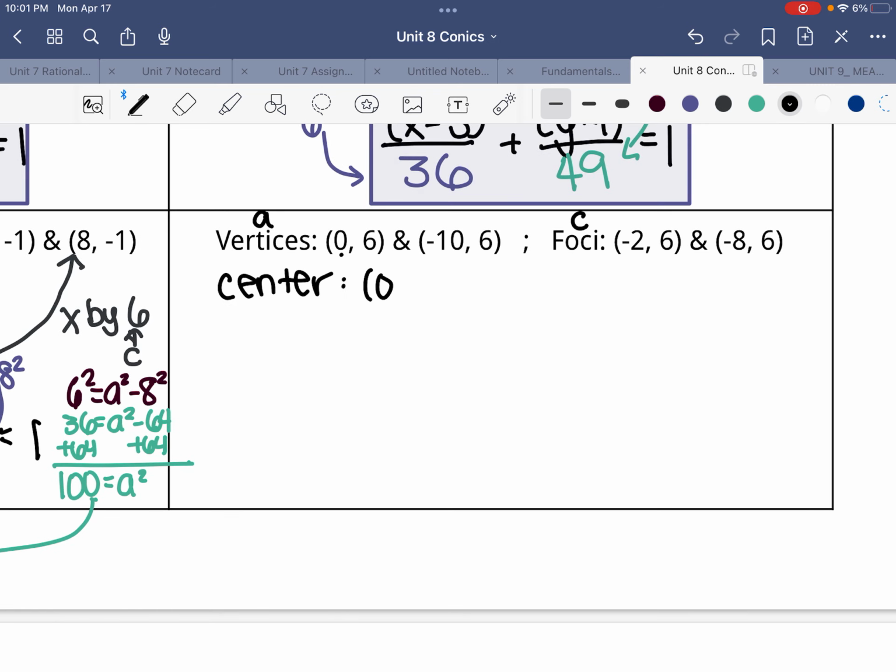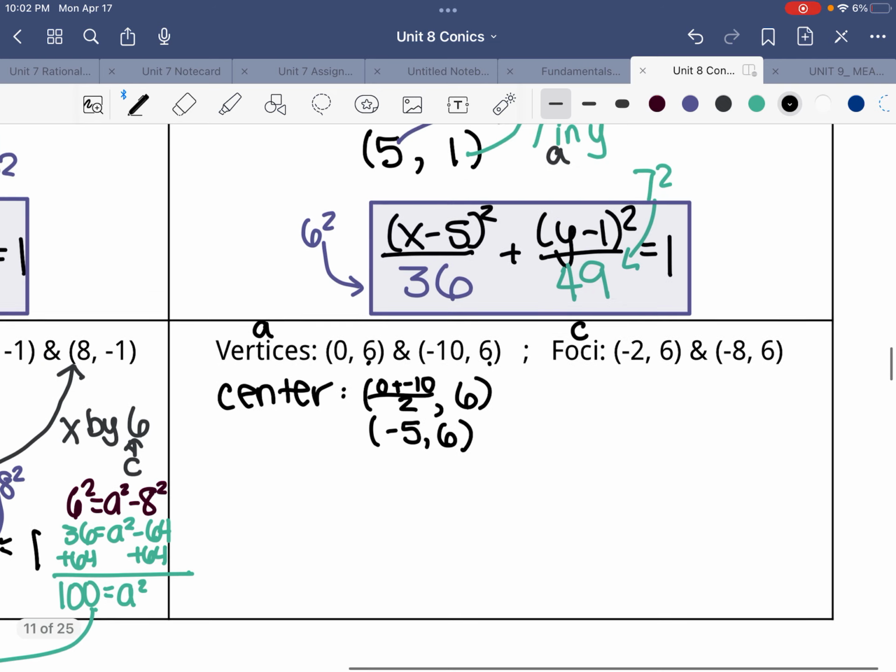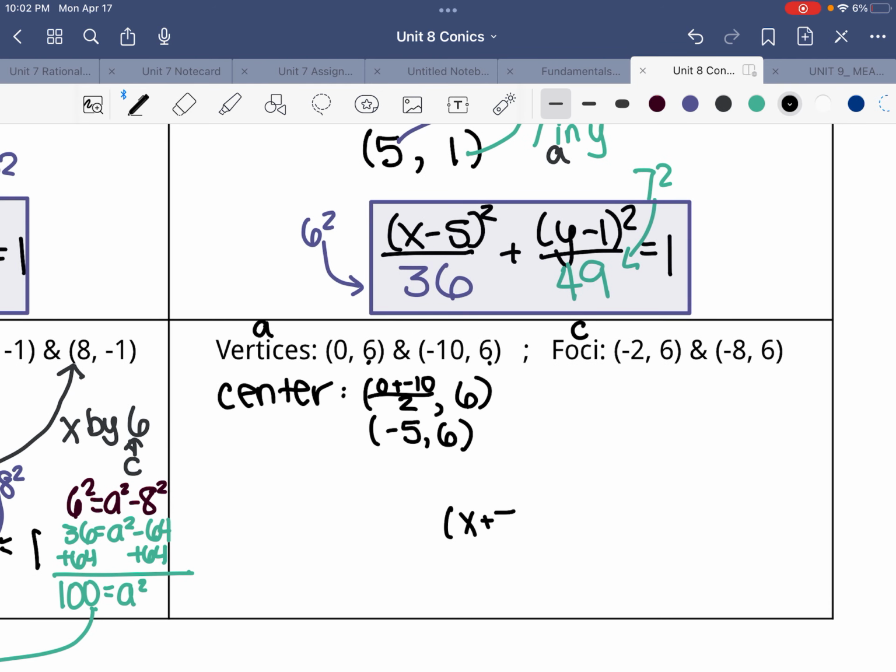Halfway between 0 and 0, or 0 and negative 10. So I misread that one. 0 plus negative 10 over 2. And I should write that as 0 plus negative 10, because you're adding them together and dividing by 2. And then I know that halfway between 6 and 6 is 6. Negative 10 divided by 2 is negative 5. And there we have our center. So I can go ahead and set up this part of my equation.